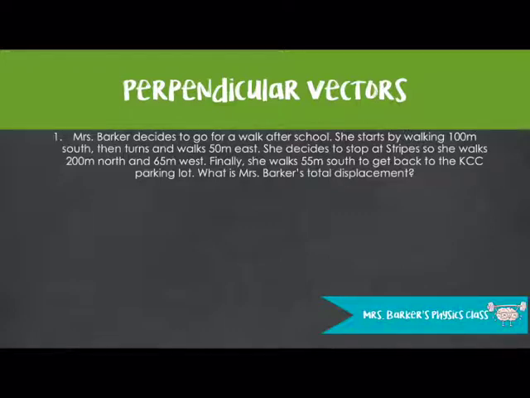So let's sketch that out real quick. We have 100 meters south. Followed by 50 meters east. Then 200 meters north. Then 65 meters west. Followed by 55 meters south.